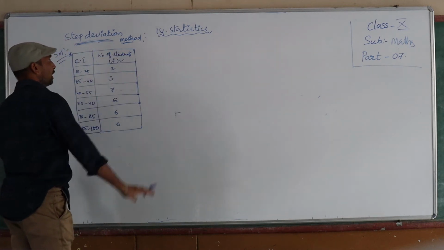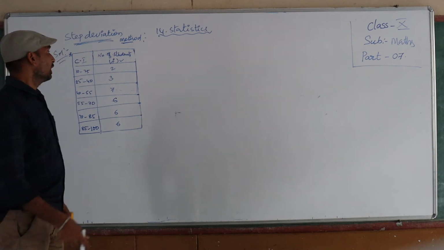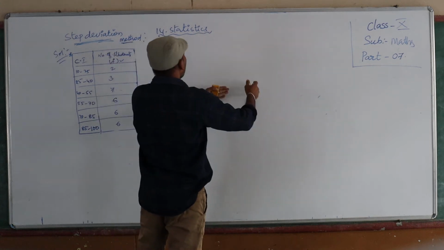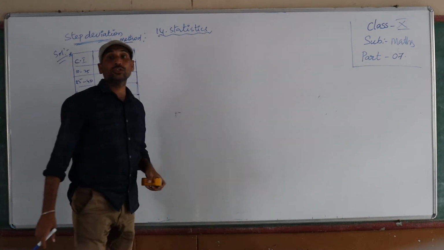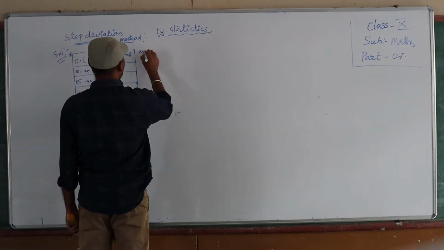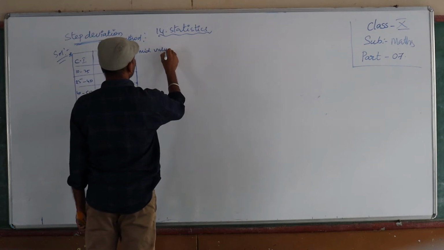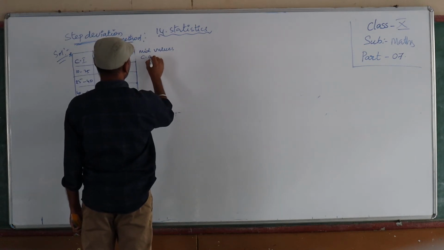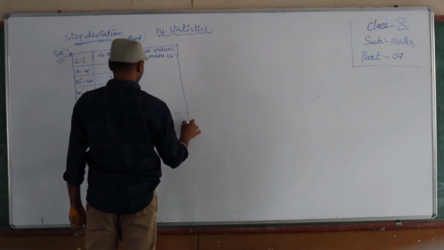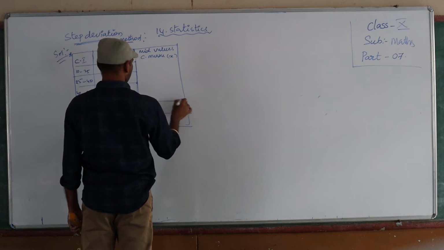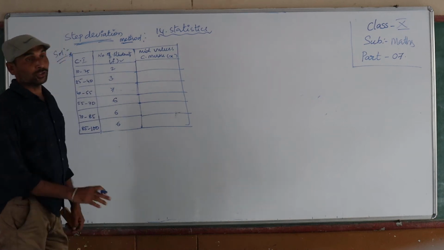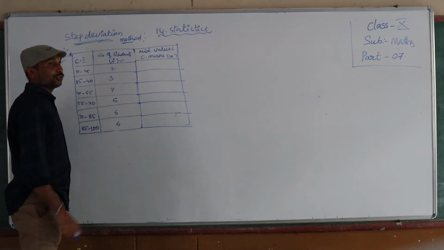Take class interval, number of students meaning frequency, then the mid values and deviations. After that, in this method, we just need to find the u value. See here, the mid values are nothing but class marks, x. We already found these. How do we find the mid values? By the average of these two.